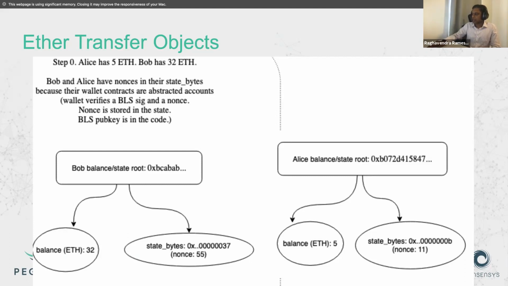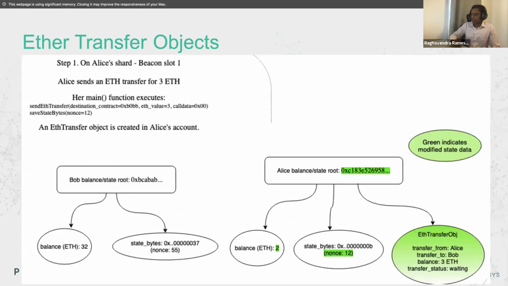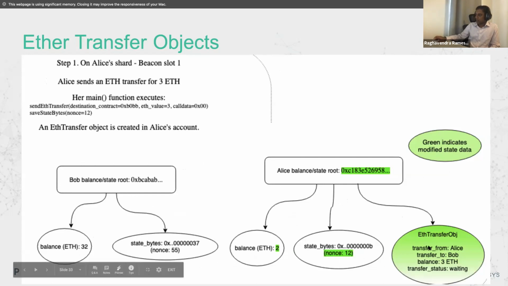State includes the balance as well as the nonce. And when we want to transfer 3 ether, then we create an ETH transfer object in the Alice state. That ETH transfer object will have the transfer amount, not exactly balance, and the status of the transfer. So once we have that in the state, the Alice state has updated, the entire shard state has updated, and that goes to the crosslink in the beacon block.